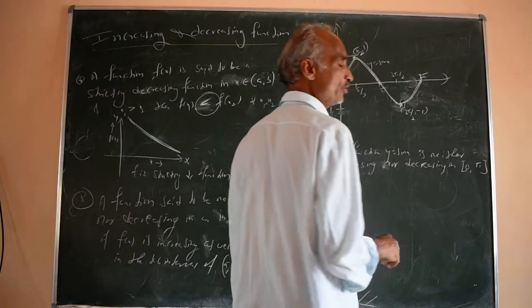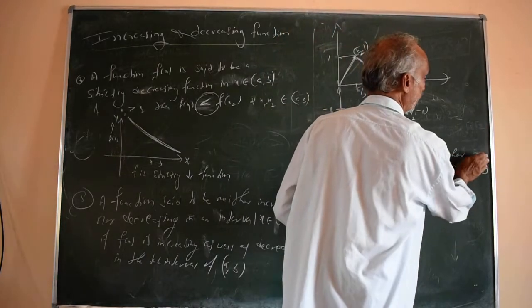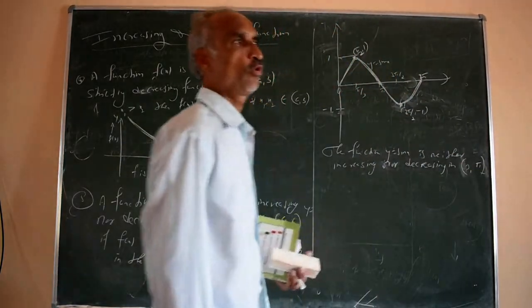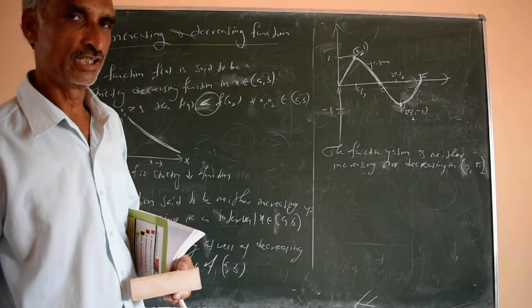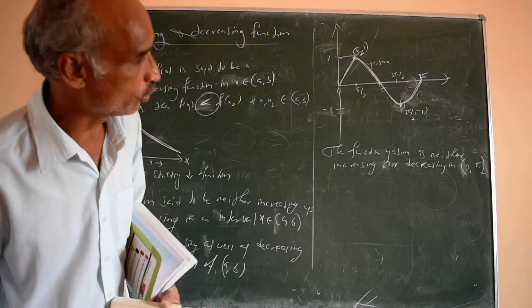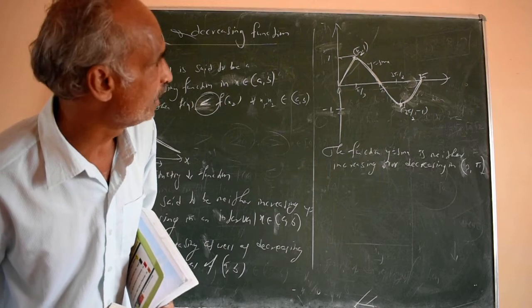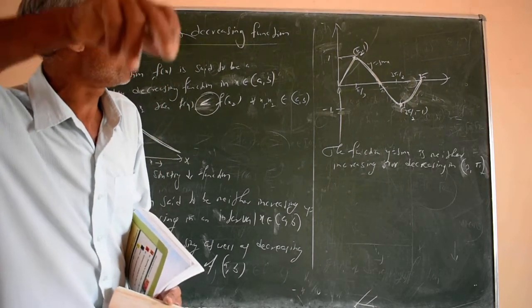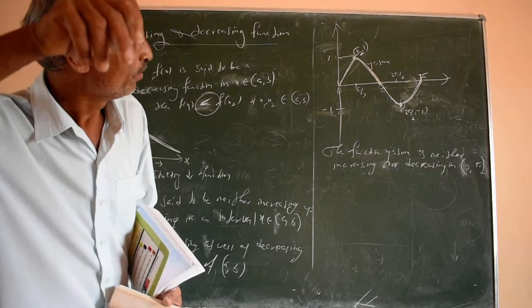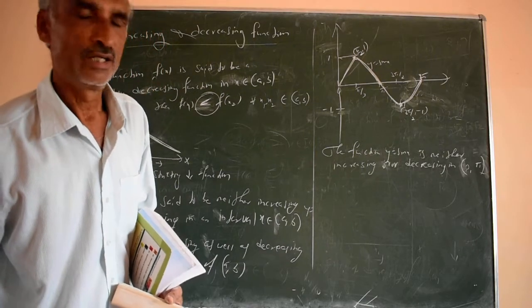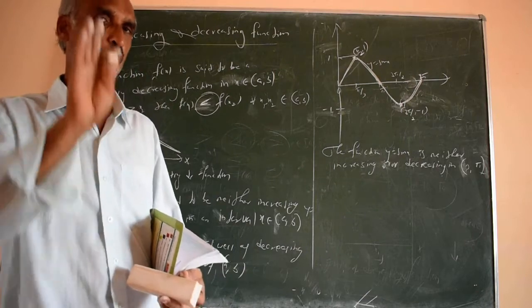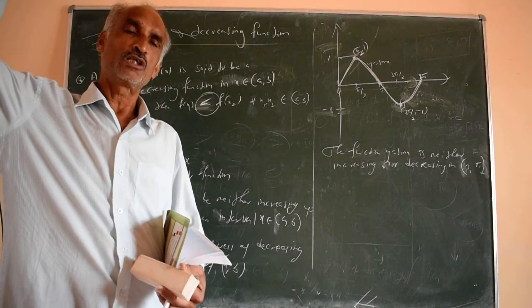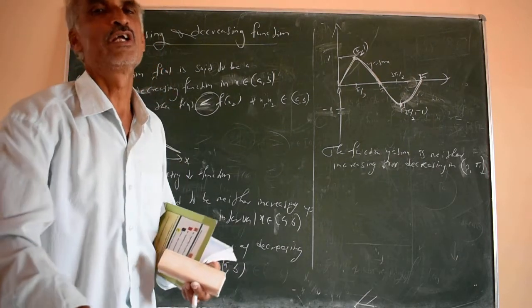In the interval 0 to pi, let us take the open interval 0 to pi. Okay. Because somewhere it is increasing in the interval 0 to pi. One subinterval is 0 to pi by 2, and in that subinterval it is increasing. Another subinterval of 0 to pi is pi by 2 to pi. It is decreasing there. Therefore, in some subinterval it is increasing, in some subinterval it is decreasing.